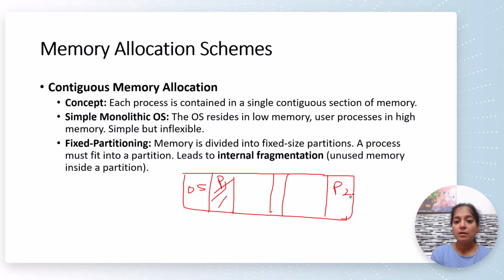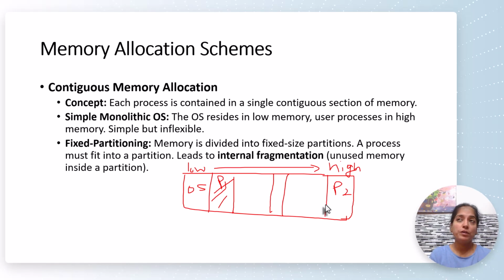The operating system resides in the low memory, and this one is the low memory, and after this starts the high memory. So user processes go in the high memory. Now this method is simple, but it is not flexible.